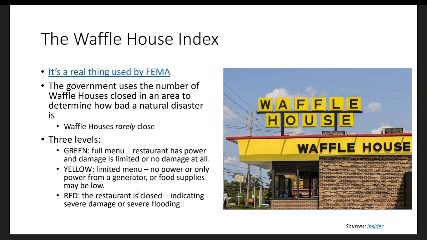The government uses the number of Waffle Houses that are closed in an area to determine how bad a natural disaster is. Waffle Houses rarely close. So there are 3 levels. Green: they're serving the full menu, the restaurant has power, and damage is limited or there's no damage at all.